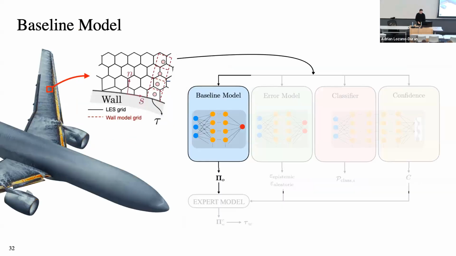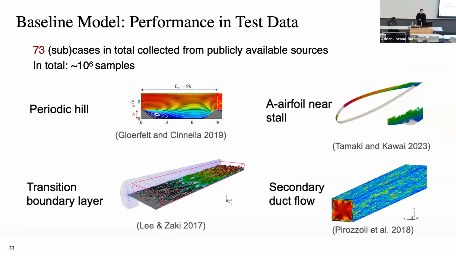Okay. So let me show you a few examples of a baseline model. The model was already trained at this point, and now these are cases, some of them used for training, others not. I'll show the distinction later. These we collect from the literature. Some cases are from our own database.